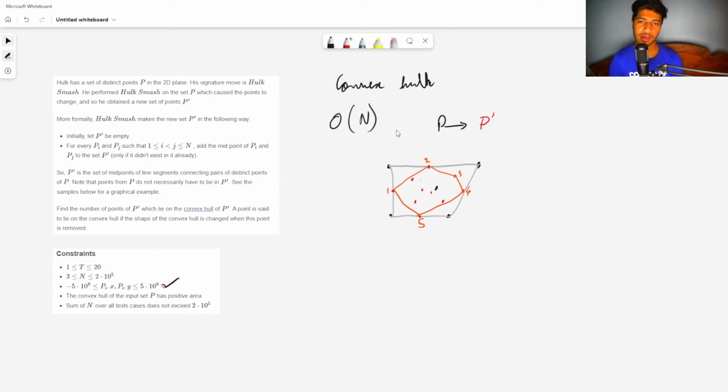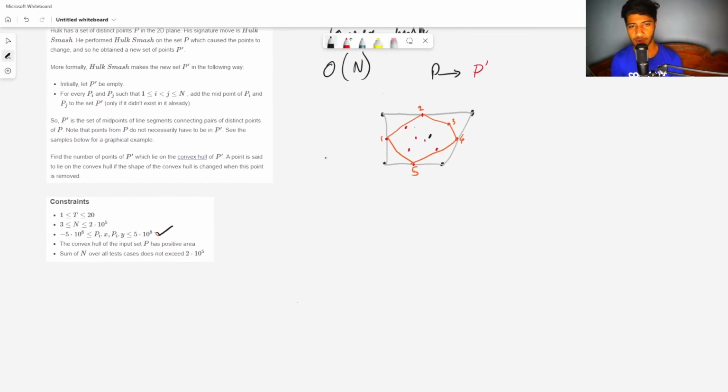So for this problem, you'll need to make a few observations. First observation, look at the midpoints of two consecutive hull points. So these two are consecutive hull points in P. Look at the midpoint of that. It does lie on the hull of P dash, right? All the 4 midpoints. So there are 4 points on the convex hull of P, and all the 4 midpoints of the consecutive hull points of P do lie on the convex hull of P dash. So that is our observation 1.